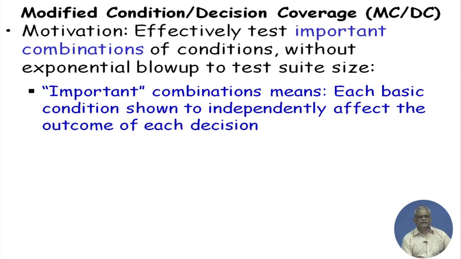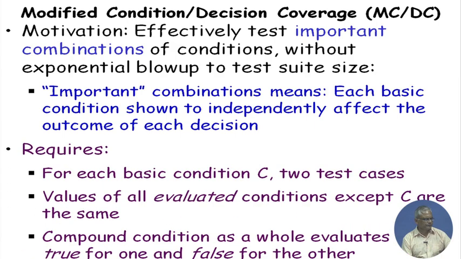So, what we mean is that for any one atomic condition, we keep the other conditions constant and just change the atomic condition to true and false, and the branch outcome should change to true and false. So, we need to have such test cases for every basic condition.